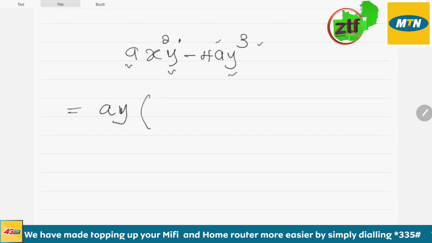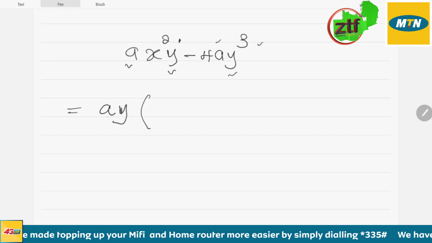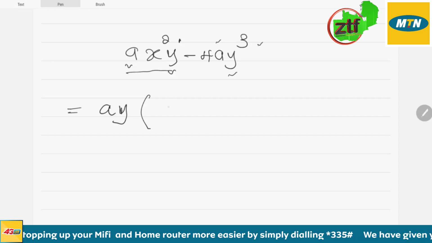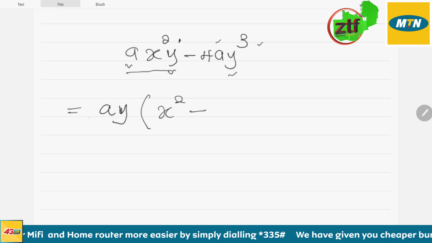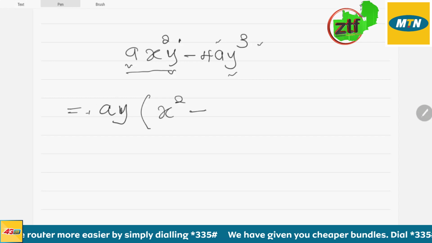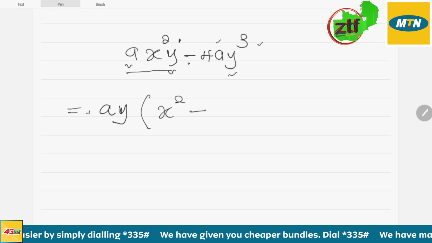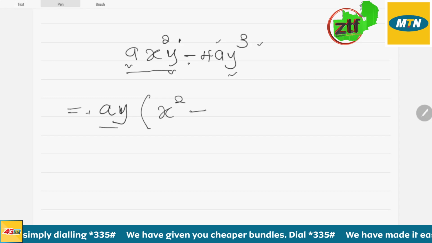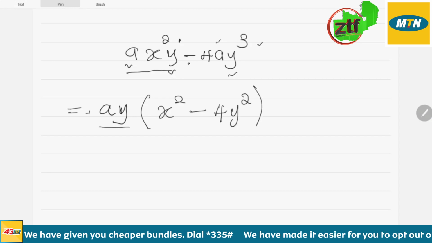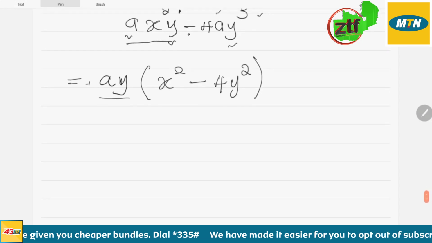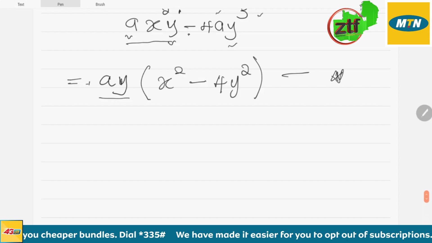So when I divide ay into the first term, I will get x squared. Then minus, because the common factor is positive. So when I multiply the positive value by the negative sign, which is here, I'll still get negative. Now, when I divide this common factor into 4ay cubed, I will get 4y squared. All right. So this is, let me call it star 1.